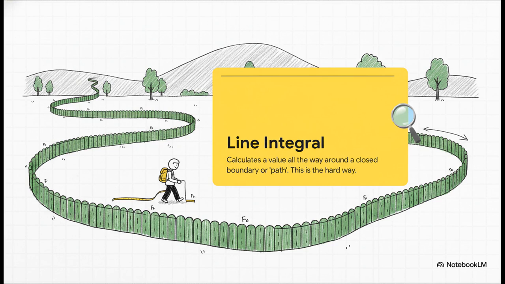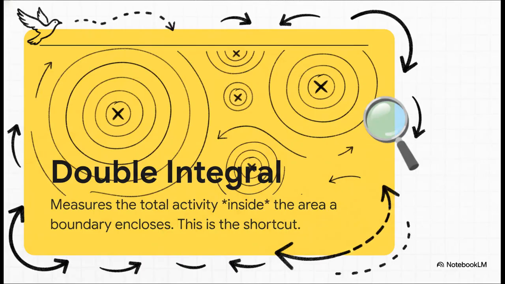Okay, so on one side of the equation, we've got our line integral. This is, let's be honest, the hard way. I want you to think of it like walking the entire fence line of a huge, weirdly shaped property and having to measure every single foot of it. But on the other side, we have something totally different, a double integral over the entire area inside that fence. This is the shortcut. So instead of walking that whole fence, you just get a bird's eye view of the entire field. And what you're looking at is something called the curl. It's basically the sum of all the tiny microscopic little swirls of energy at every single point inside that field.